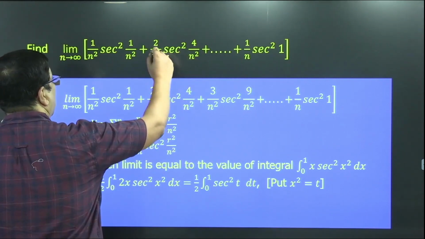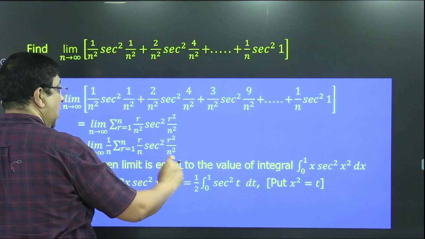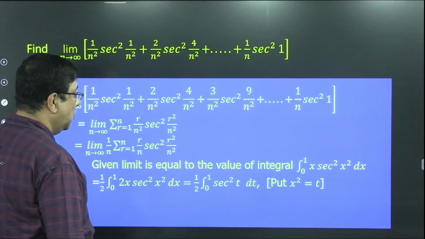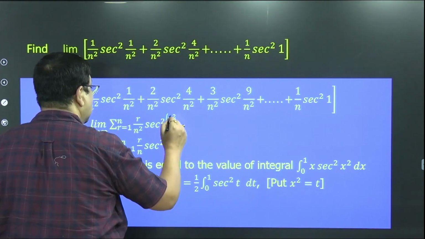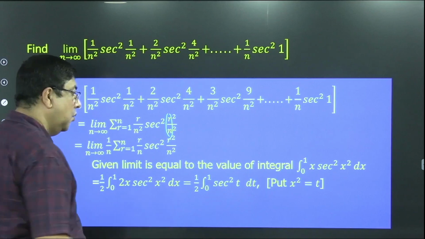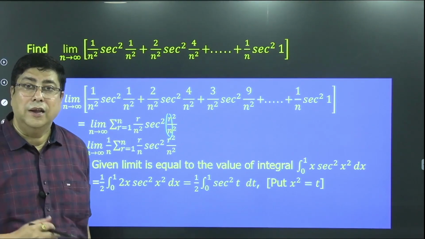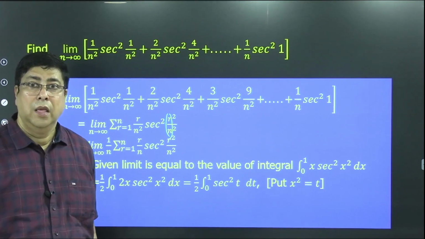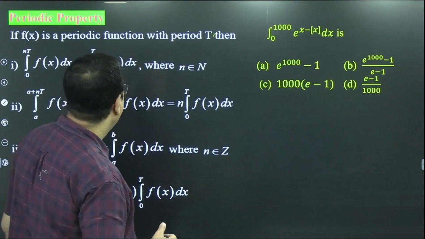Also here, just a minute, (r/n)^2 means (r/n) times sec^2 x, because it is (r/n)^2, so x^2, and finally we are getting the result. If we take x^2 equal to t, we will get the result directly. So this particular part is very important, this particular formula is extremely important.